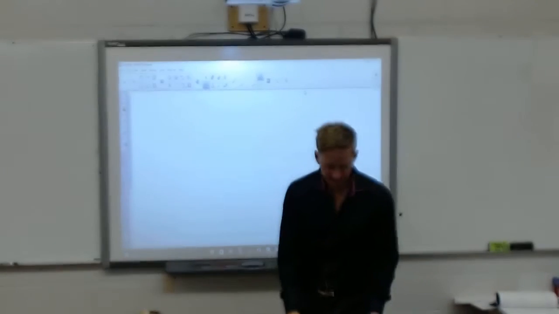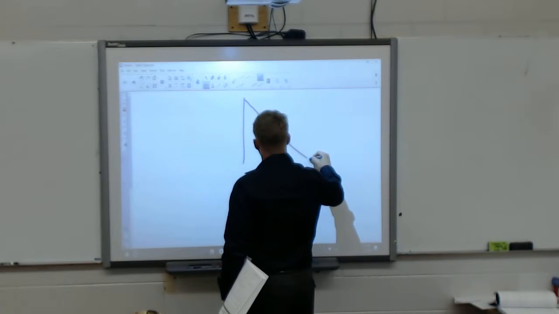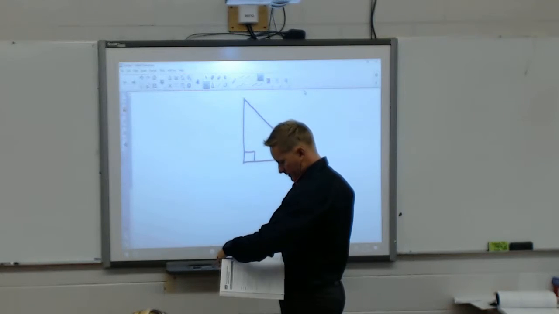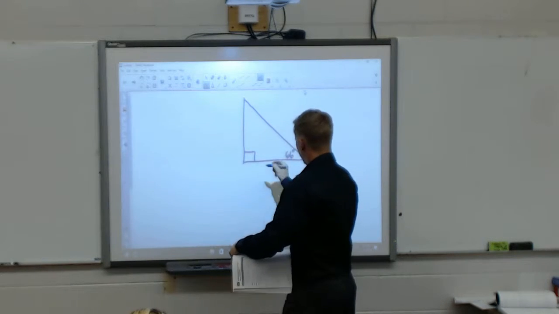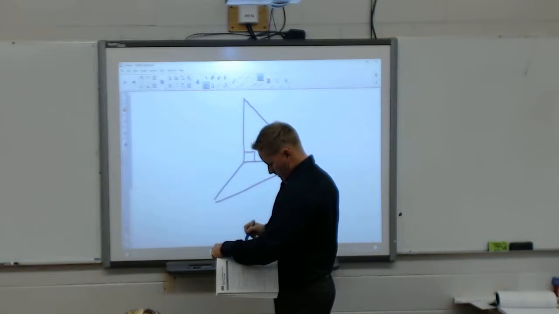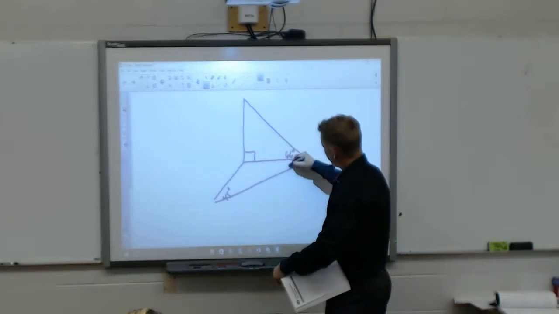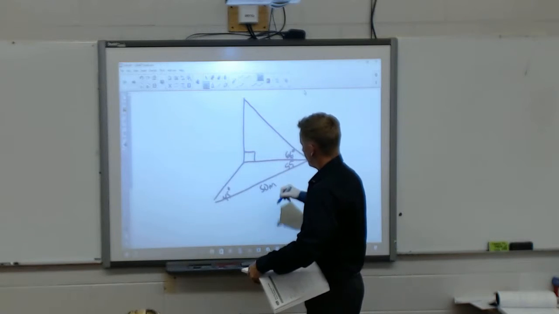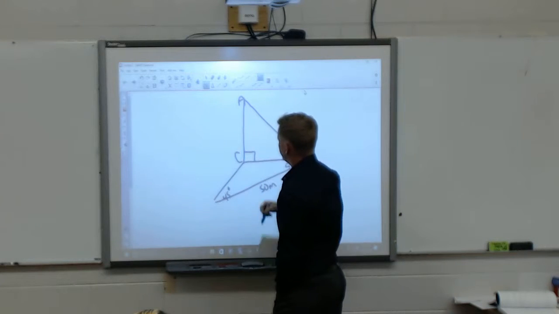So determine the height of AC. Okay, so we're given a triangle, the right angle here, right? And this angle right here is 66 degrees. And here we have 45 degrees and 55 degrees right here, and a length of 50 meters right here. So we are looking for this height AC right here.